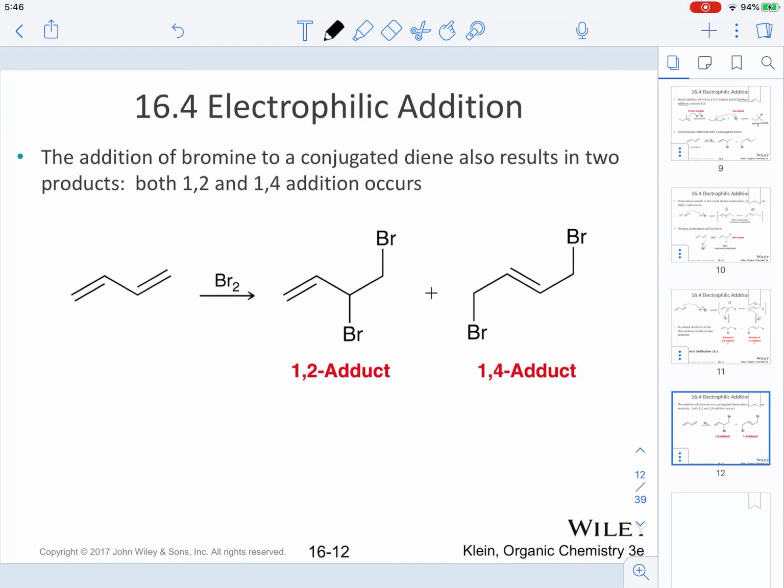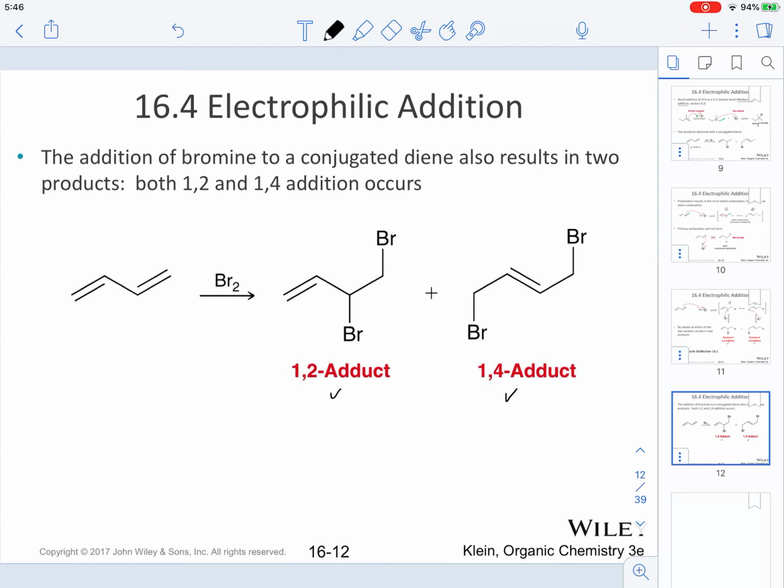Now, understand that if we have Br2 added to a conjugated system, we also have dibromination or dichlorination happening at the 1,2 addition and the 1,4 addition. But again, it comes from the same idea, that in this case there's going to be a resonance stabilization that is going to be happening, and that's why we have the two addition products.